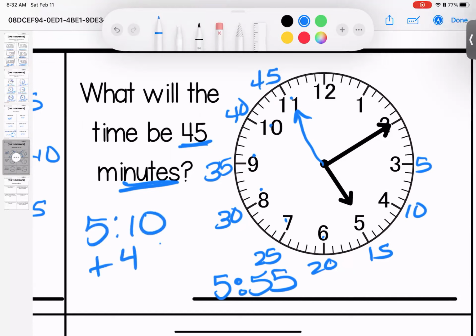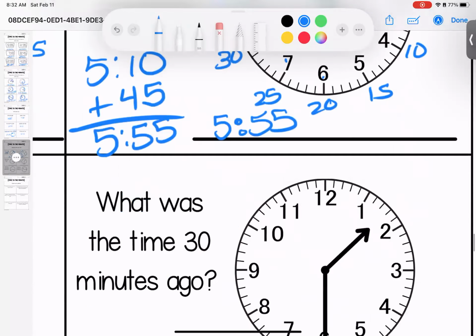If I add 45 minutes, what time would it be? 5:55, because we'd still be in the same hour, so we can add them.